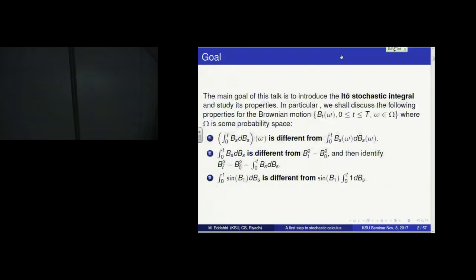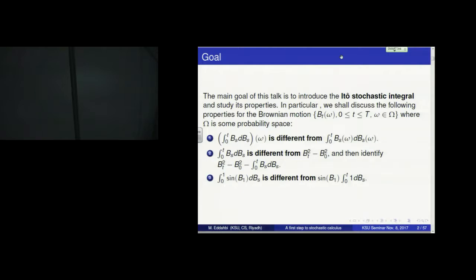So the main goal of this talk, the hope is that at the end we will be able to understand. First of all, we will define what this means. This is the Brownian motion, which is a continuous process that I will define later. And we are going to understand why this integral, this object which will be defined, is different from that one.